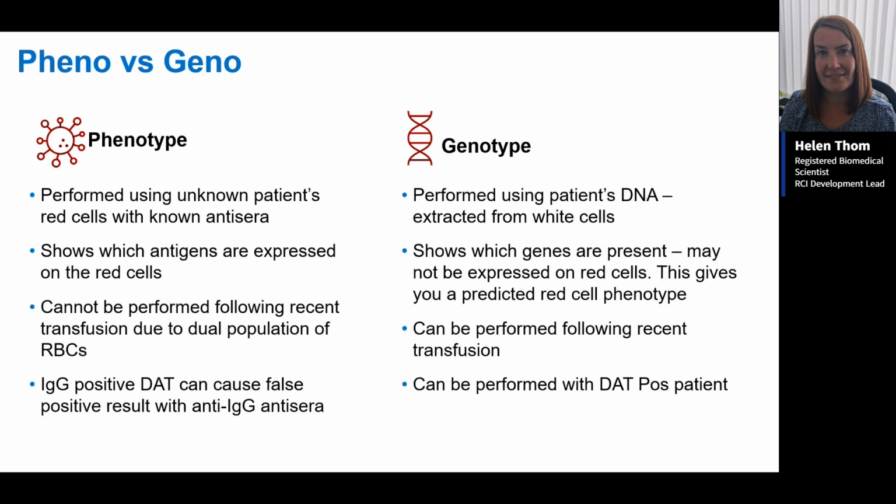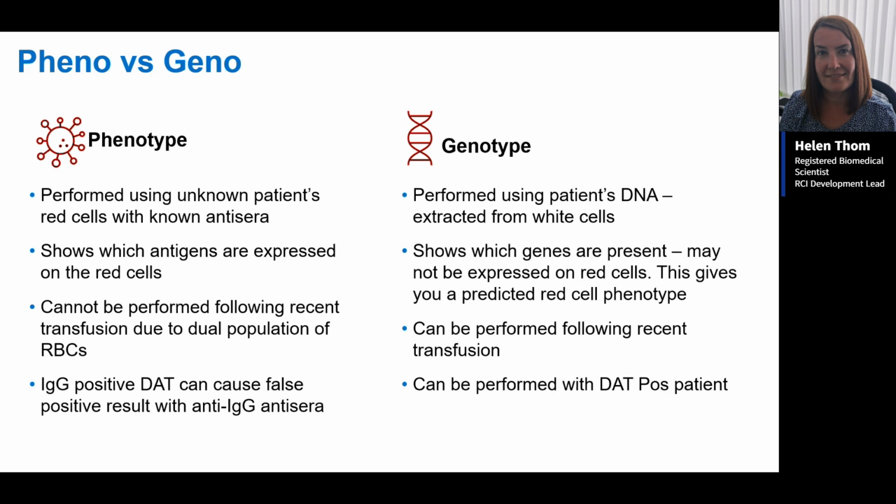You wouldn't know which one was which, and you could get a false positive reaction that way, or you could get a false negative reaction even. And bear in mind as well, if your patient has an IgG positive DAT and you use an anti-IgG anti-sera, that can actually interfere with the results as well. So you would get a false positive result if your patient was that positive, even if they hadn't been transfused.